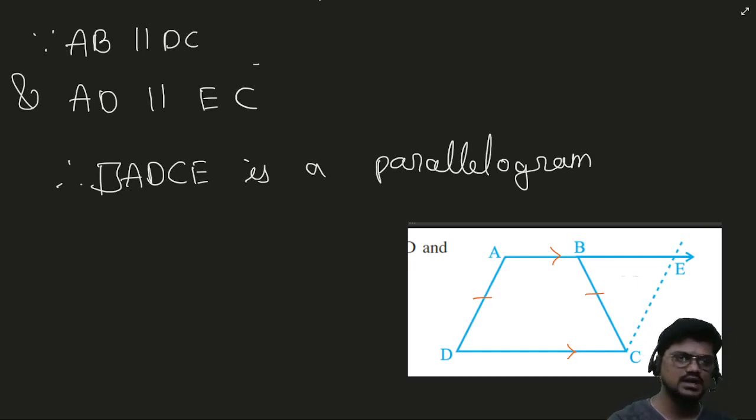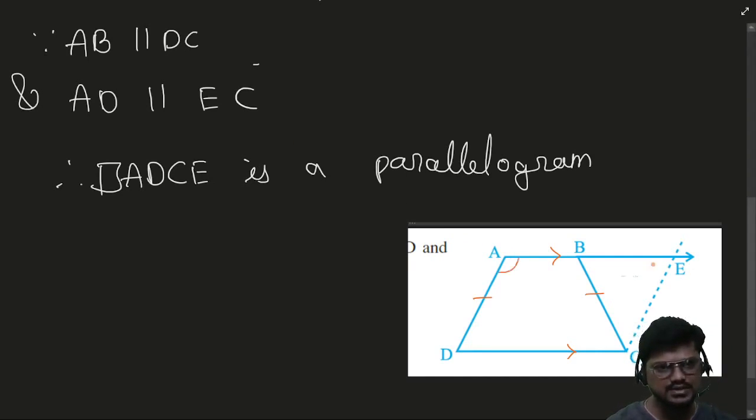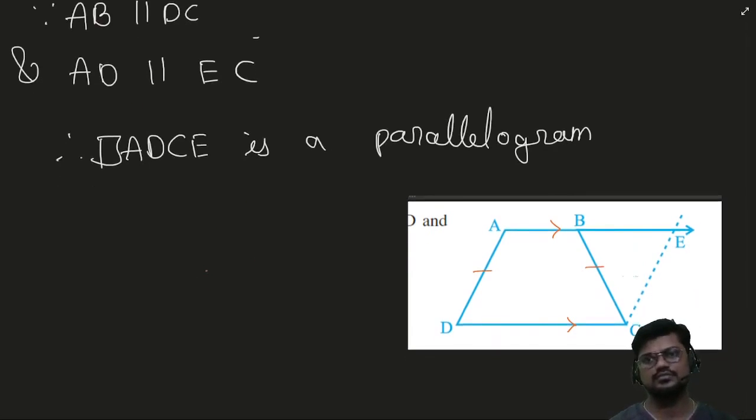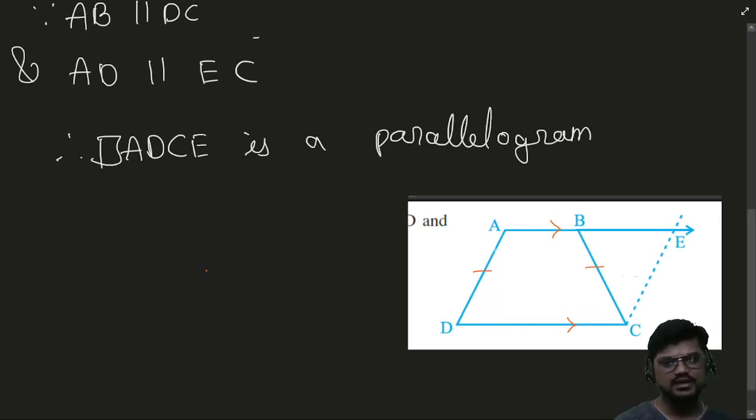Now, if it is a parallelogram, what do we know? The sum of co-interior angles is equal to 180 degrees. That means this angle plus this angle will be equal to 180 degrees. Sir, there is a property in a parallelogram that angle A equals angle C. Yes, that is also there, but that is not required currently.